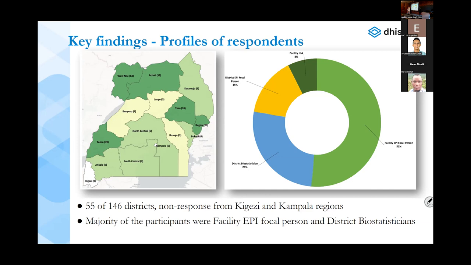And then also the district biostatisticians. These are people who manage data at the district level. They're the ones who coordinate reporting of data at district level. So they were the second. Then we also had the immunization focal persons at the district level. These were facility, and these were district level. And then we have the health facility information assistants being part of that.